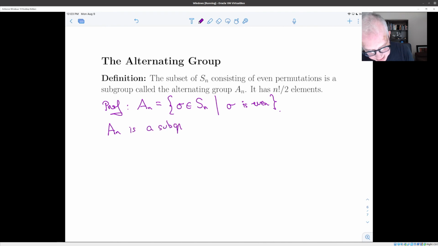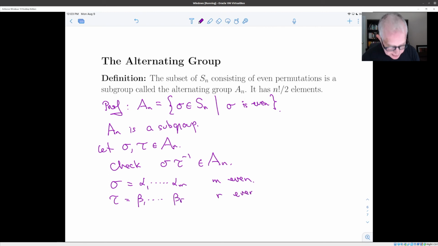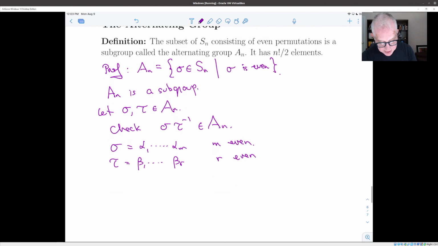And remember how we check that. We imagine that we have sigma and tau, two elements of this subset, and we need to check that sigma tau inverse is also an element of An. In other words, that sigma tau inverse is still even. The proof is: we write sigma as a product of transpositions, and because sigma is even, it's a product of an even number of transpositions. And we write tau as a product of transpositions, and because it's even, it's also a product of an even number of transpositions.